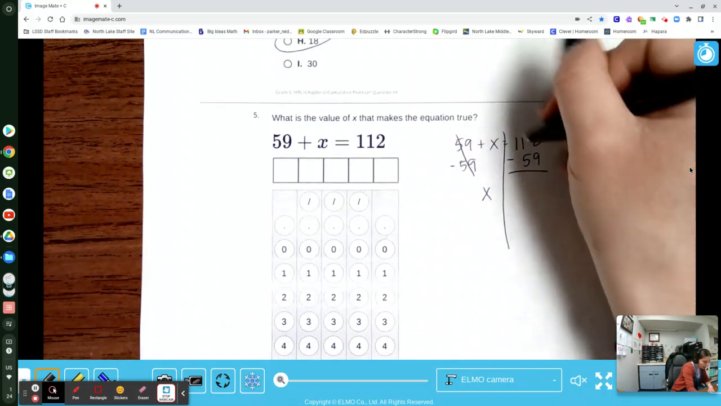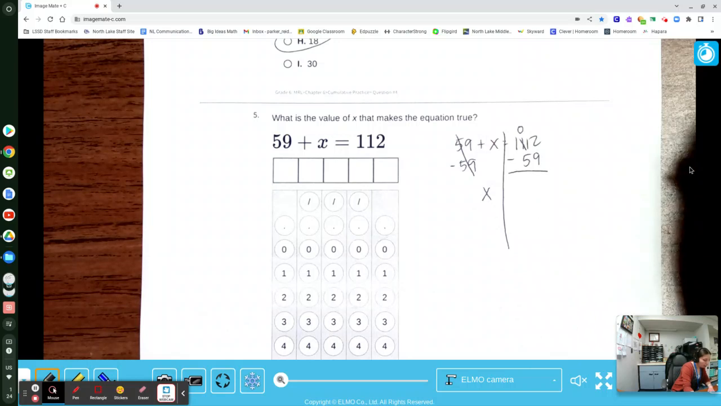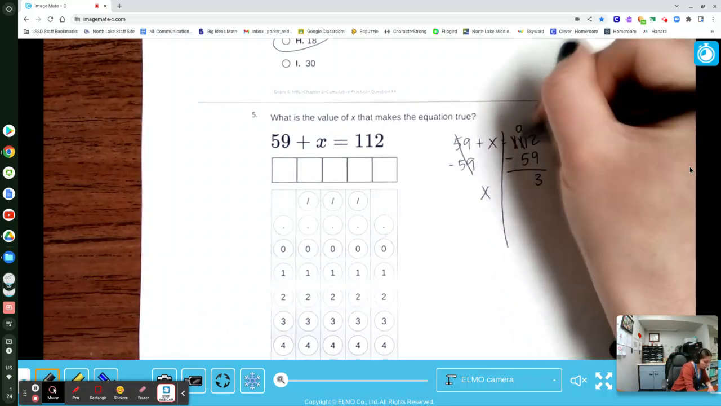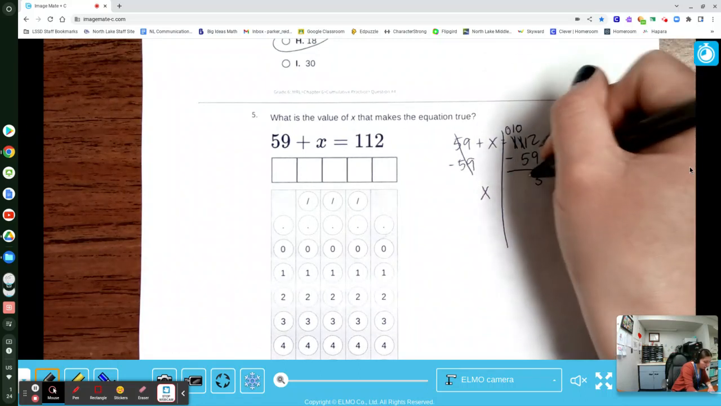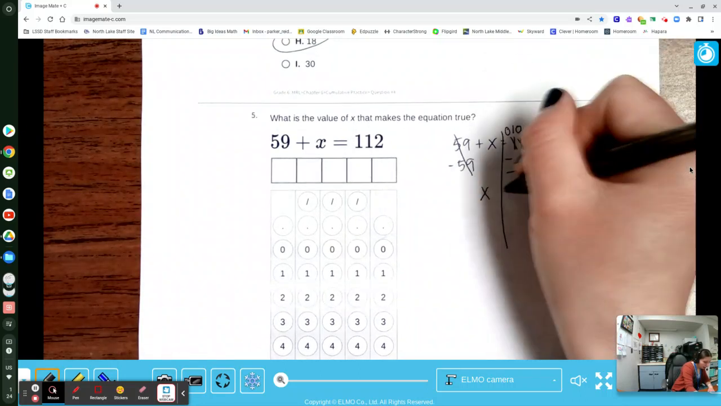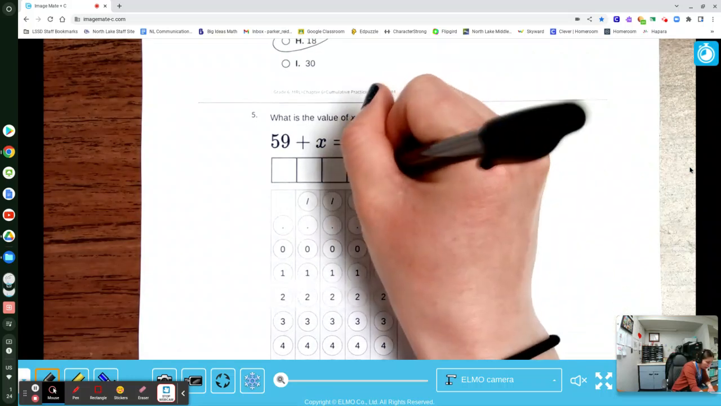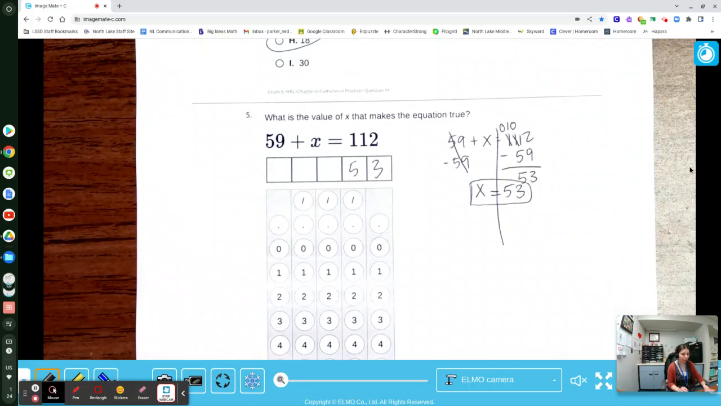Don't want to do 2 minus 9, so I borrow from the 1, making it a 0. This becomes a 12. 12 minus 9 is 3. Don't want to do 0 minus 5, so borrow from this one, making it a 0. And this becomes a 10. 10 minus 5 is 5. So I got 53. X equals 53. And all it wants me to type in is the value of X. So we're going to just type in 53 there.